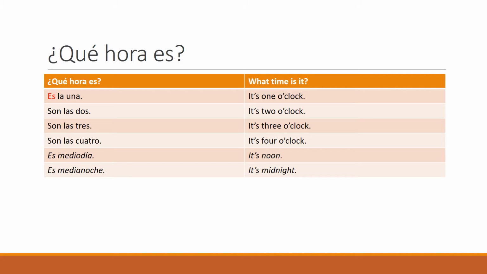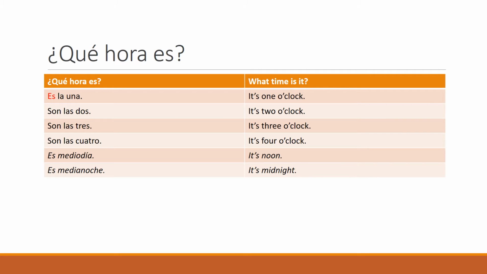As you can see, you will only use the word es when we are talking about 1 o'clock. So anything between 1 o'clock and 1:59, you will use the word es. Anything after that, you will use the word son. That is because that makes it plural. So anything from 2 o'clock on is considered plural, and you would use son, which is from the verb ser that we already discussed.